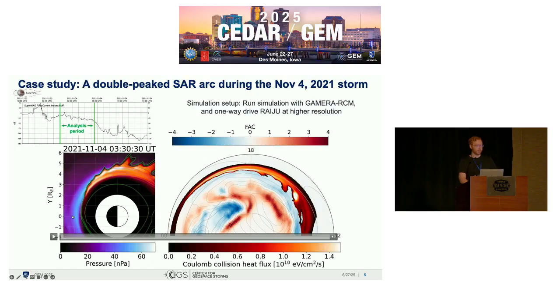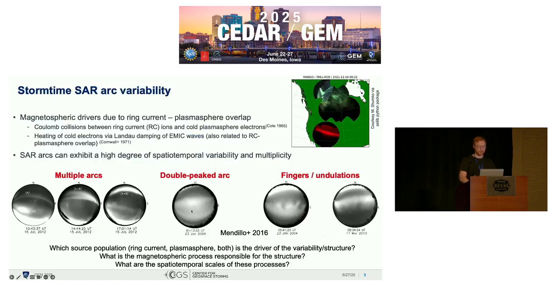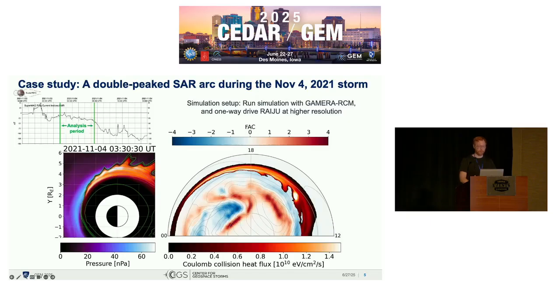But on the left side, I'm showing the ring current pressure in blue, and these green contours are the plasmasphere density. And then on top of that, in red, is the heat flux due to Coulomb collisions, which is being calculated self-consistently within the model. We can see in the equatorial plane, and then also in the ionospheric view, this double peak star arc that looks very familiar to this structure in the middle panel here. And so our goal was to try and figure out, since we saw that, what was leading to that.